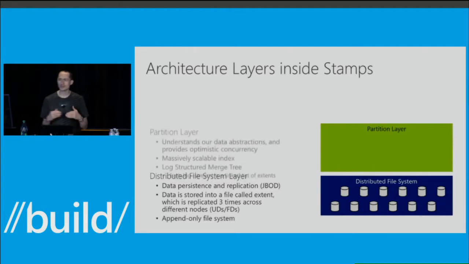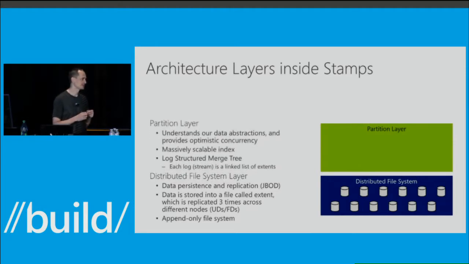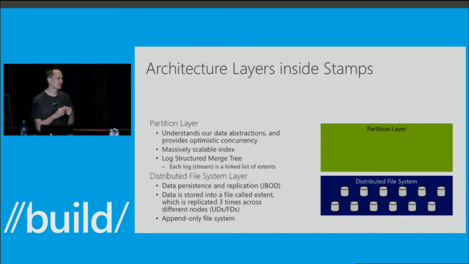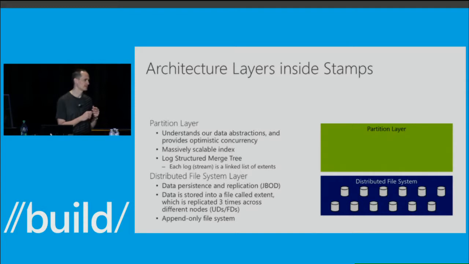The partition layer serves 2 unique purposes in our system. One is, this is the layer that actually understands our data abstractions. This is the layer that understands what a blob is, what a table entity is, what a message is, and how to perform transactions for those objects. Okay? And it also provides the optimistic concurrency when doing parallel transactions against those objects.